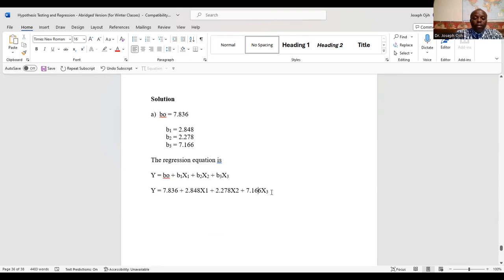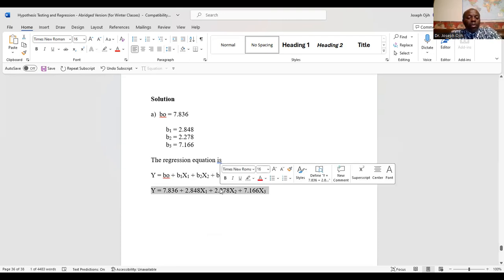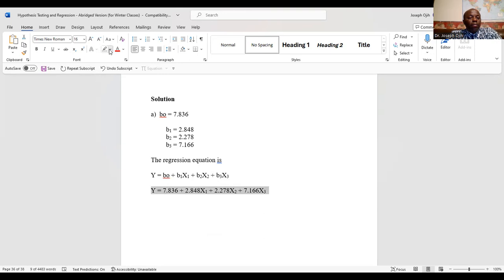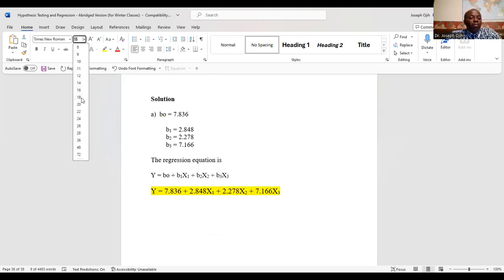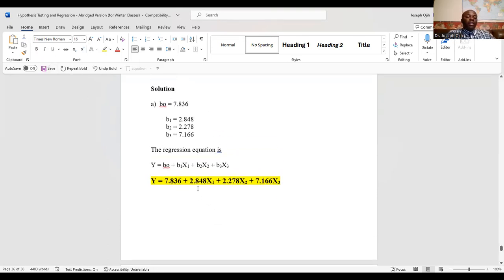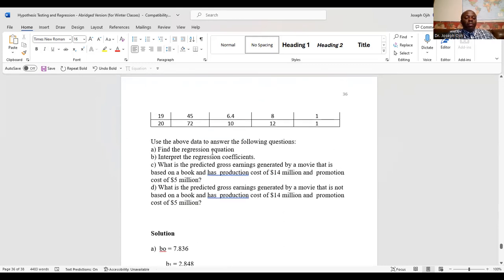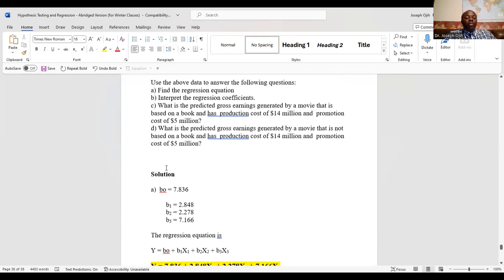Okay. And here, make the adjustments. And here, so this is our regression equation here. I'll make it bigger, make it 18, and make it bold. So that's our regression equation. So we answer part A, find the regression equation. Part B says interpret the result.